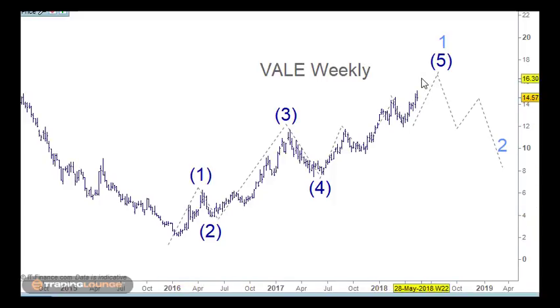So this little structure here, I'm stepping out and calling this wave 1 here and wave 2 here.